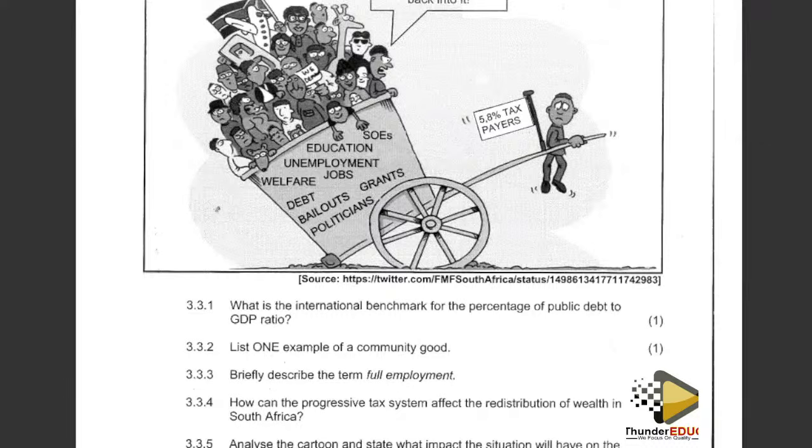Then the first question says, what is the net international benchmark public debt percentage GDP ratio? So now it is given there as 60%. Okay, right. So moving on, we move on to the next question.